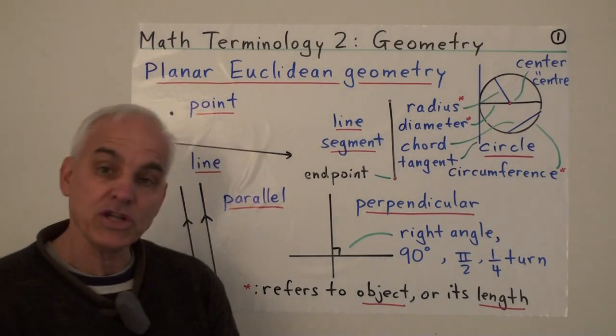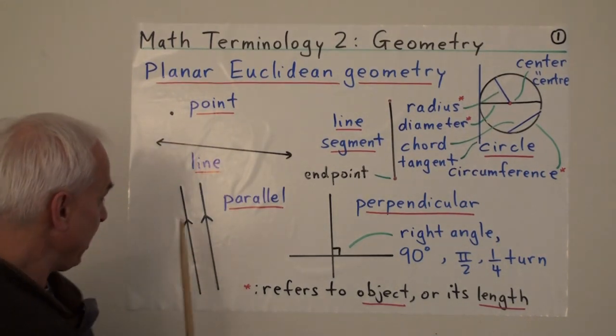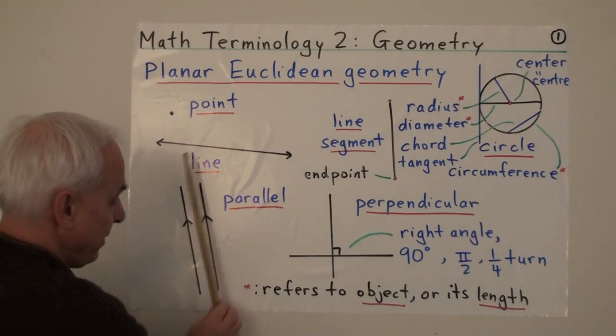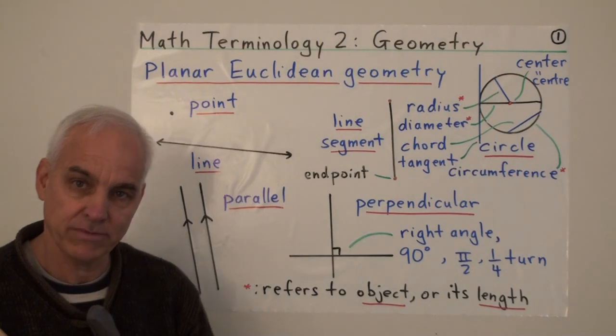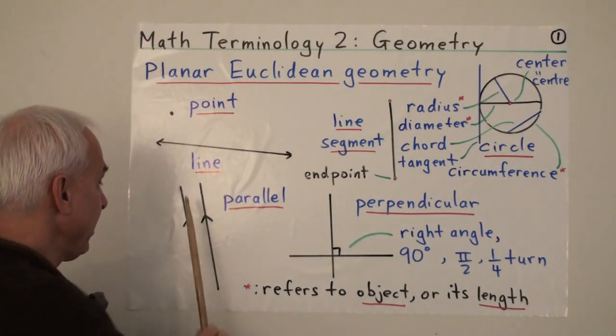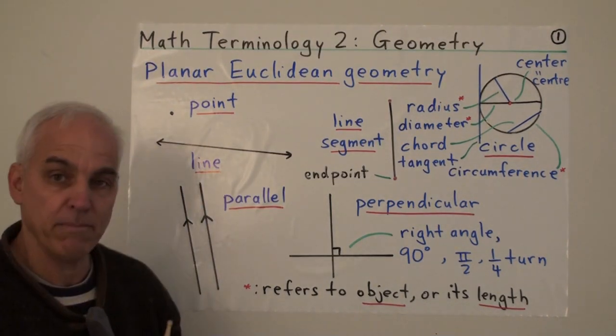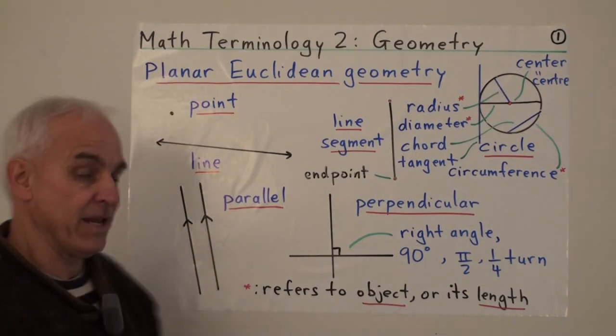Okay, some basic notions having to do with lines. Here are parallel lines, meaning that they are oriented in the same direction, or Euclid would have said these are lines which do not meet, even if you extend them indefinitely.